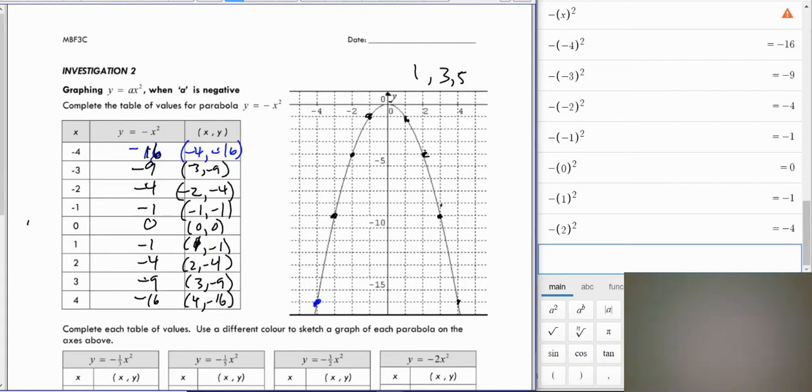What changed then? What changed was our a equals -1. So what can we figure out about when our a is -1? Well, what's changed is the negative. So the negative reflects it on the x-axis.